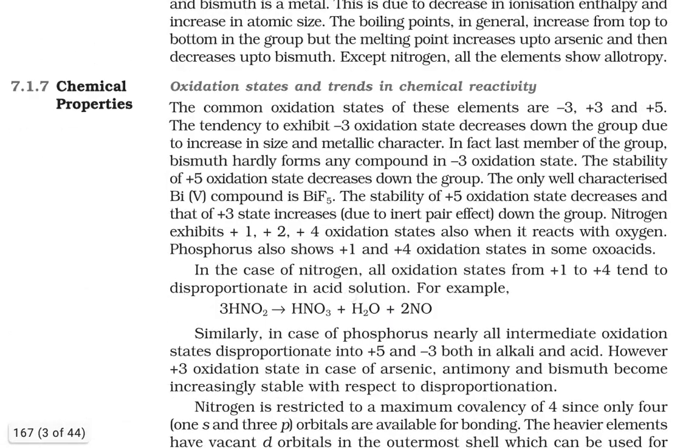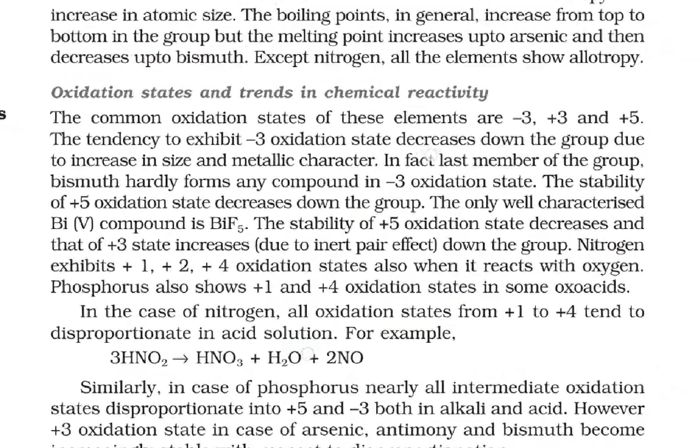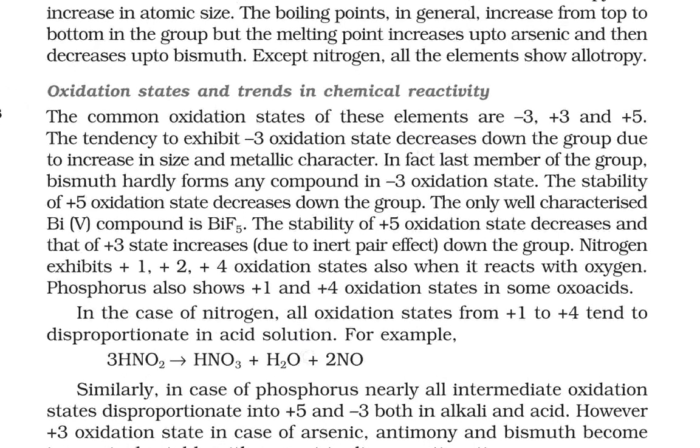Chemical properties, oxidation states and trends in chemical reactivity. The common oxidation states of these elements are -3, +3 and +5. The tendency to exhibit -3 oxidation state decreases down the group due to increase in size and metallic character. In fact, the last member of the group, bismuth, hardly forms any compound in -3 oxidation state. The stability of +5 oxidation state decreases down the group. The only well characterized Bi(V) compound is BiF5. The stability of +5 oxidation state decreases and +3 state increases. This happens due to inert pair effect down the group.